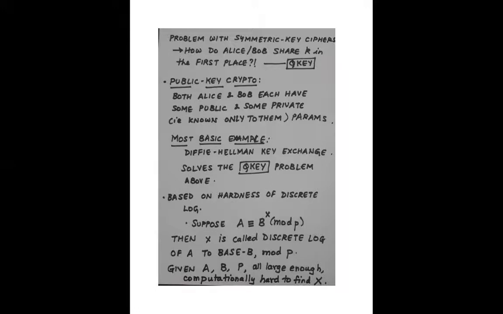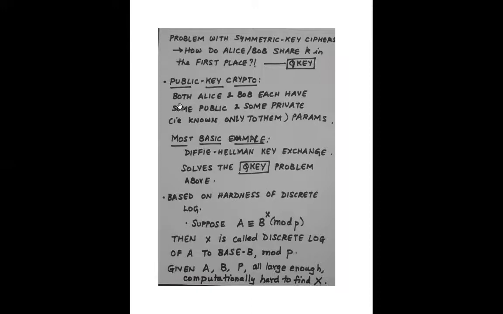So in addition to this, Alice and Bob will also have some private parameters. Alice will have her private parameter, Bob will have his private parameter. These are only going to be known to them. Alice's private parameter will be known only to her, and she should not share it with anybody. Same thing with Bob. And with this we are going to build a crypto system.